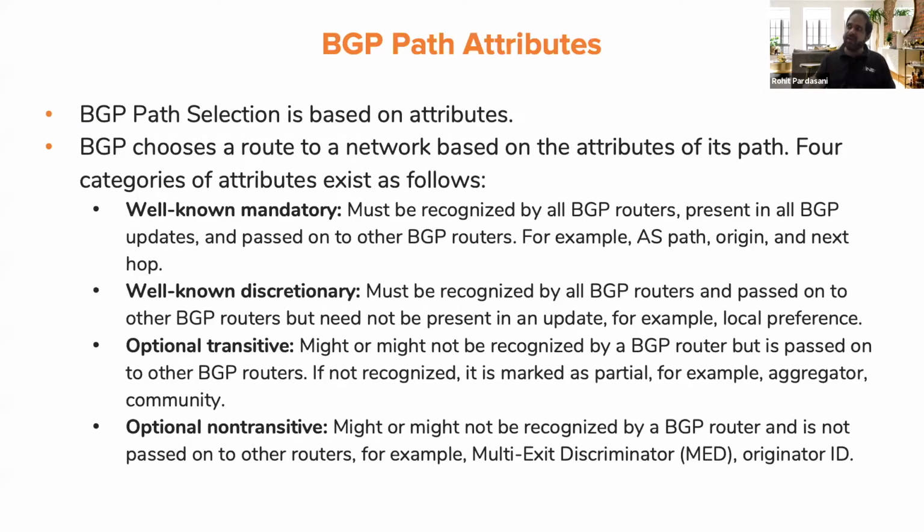A lot of people feel that MED, I can advertise to an eBGP neighbor. Yes, you can, but it's non-transitive because it does not go from that AS to another AS. So we look at that. So all the BGP attributes are basically categorized in these 4 categories. So we look at how BGP does the path selection.